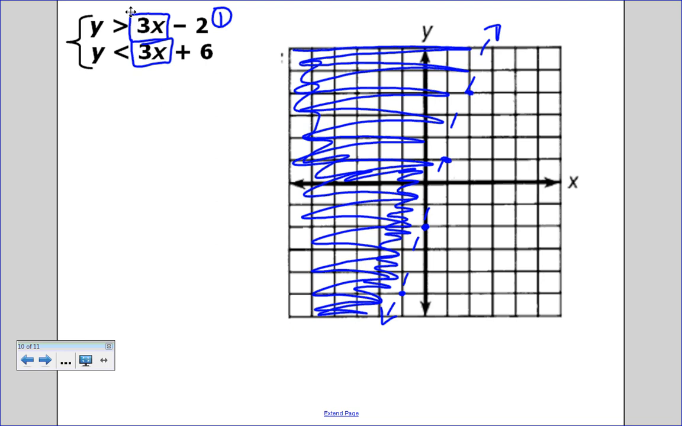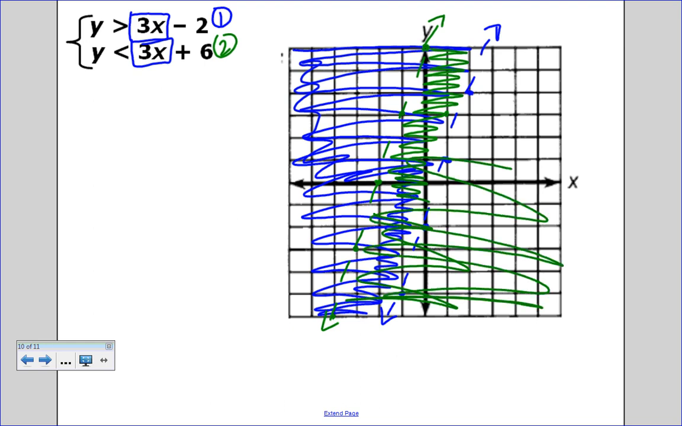No. So now for my second equation, I see that I start out at positive 6. 1, 2, 3, 4, 5, 6. My slope is 3. 1, 2, 3. And I see that it's also one of those special dashed lines. That means I'm not including the line. And I see that it's talking about everything that's less than, on this side of the line.